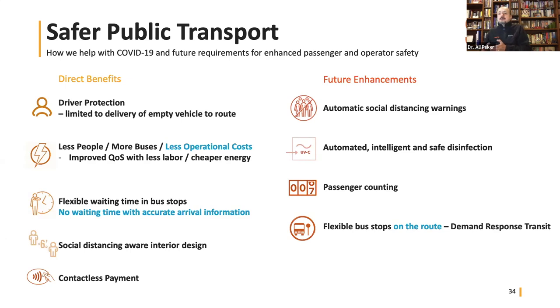Instead of having one bus after another bus, you can have three buses at the same time, so that you will get rid of the one empty, one full bus type of problem. So you can normalize the distribution of people inside the buses, and you can have social distance aware interior designs. I will show an example. And also you can have interior cameras to warn people.